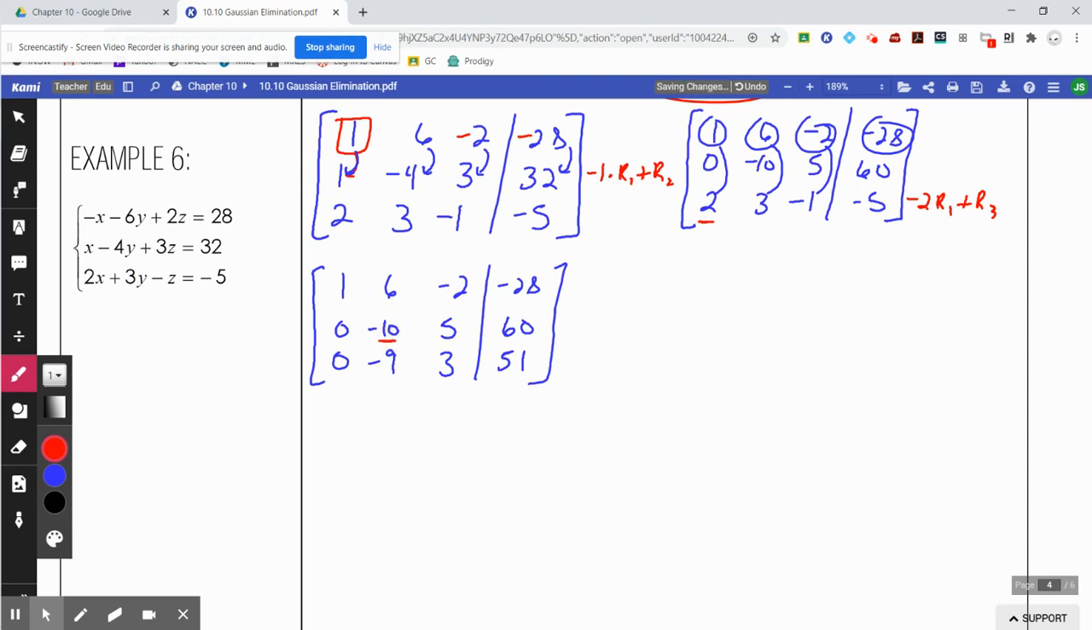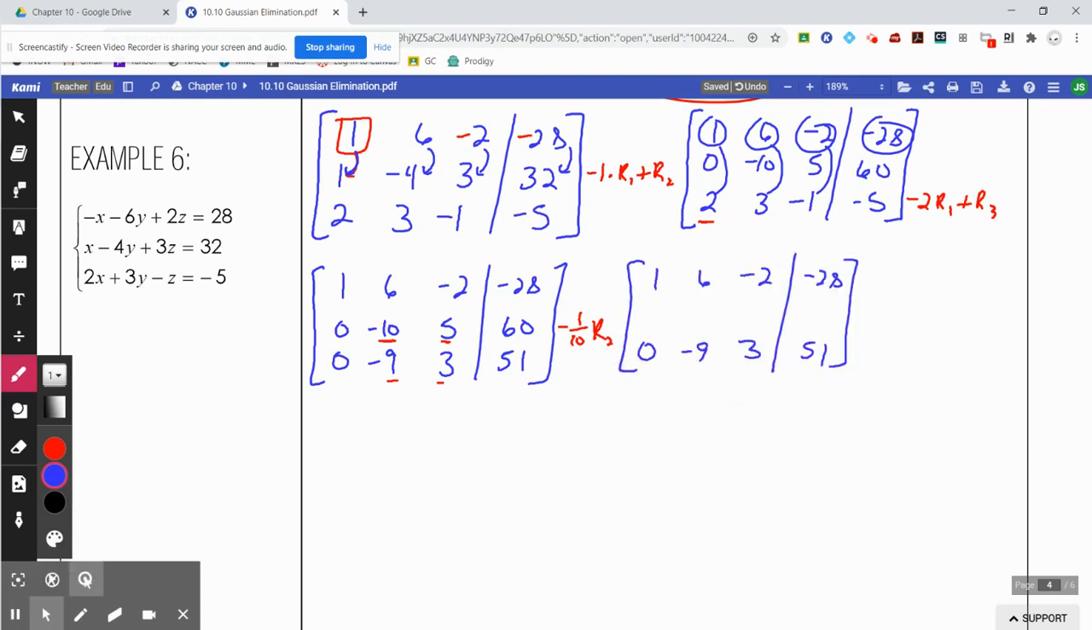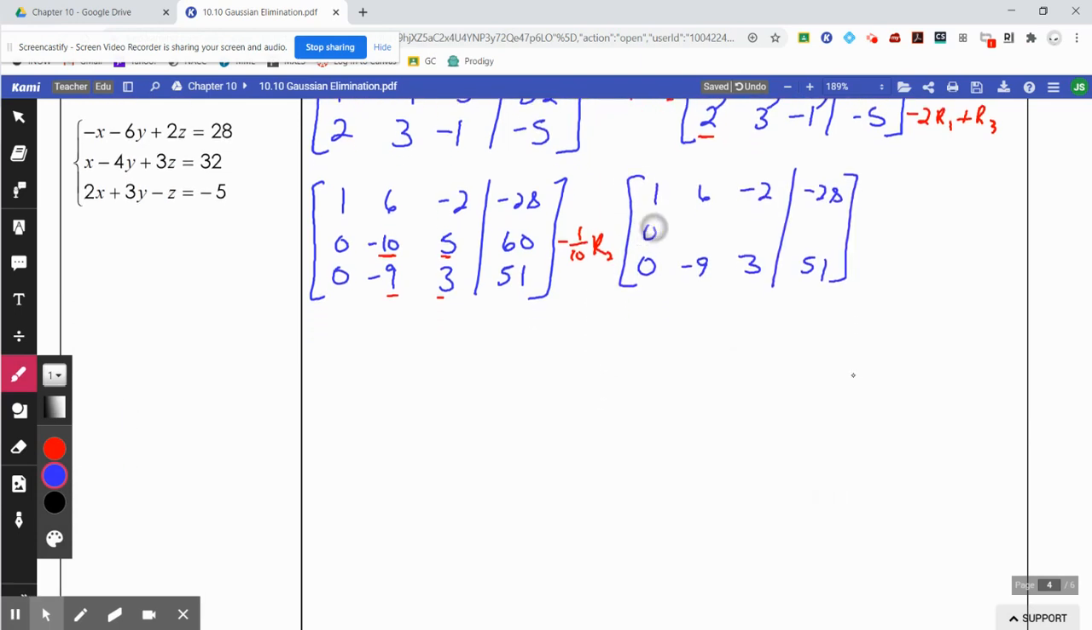Now, it looks like we're going to end up with some fractions here. If we do -1/10, we're going to end up with a fraction right there. But we would have fractions here if we did it as well. So let's go ahead and let's do -1/10, row 2. So rows 1 and 3 will stay the same. And row 2 turns into 0, 1, which we want, -1/2, which might be a little bit more trouble, and then a -6.